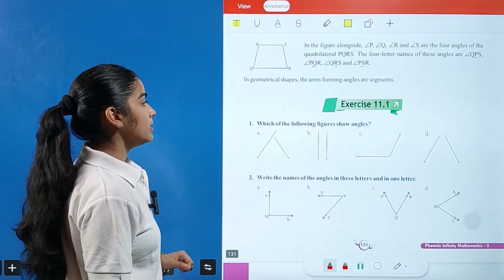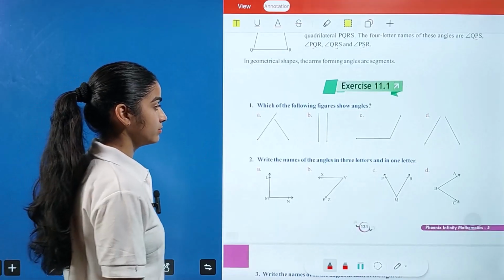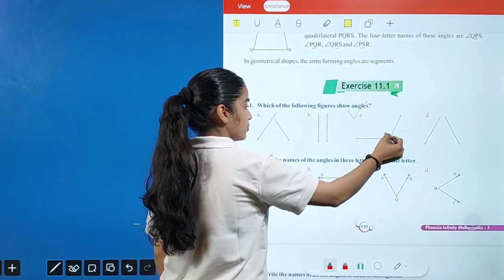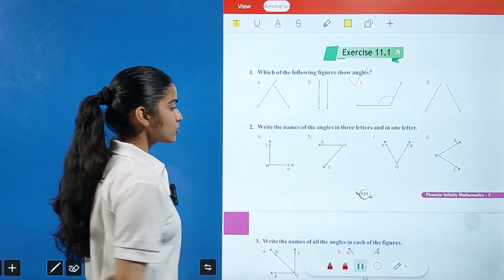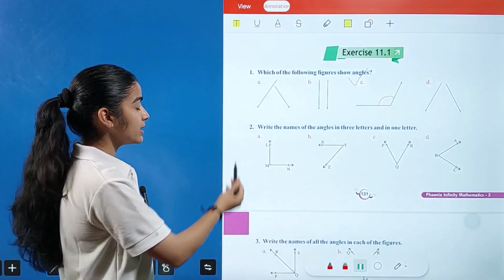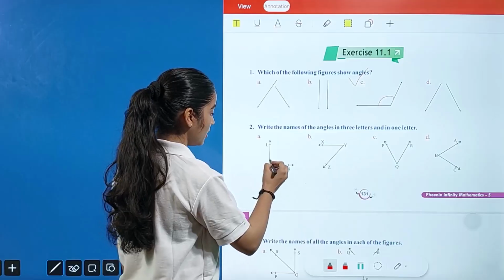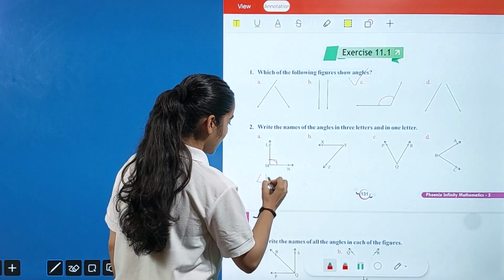Now 11.1, we have our exercise. Which of the following figures show an angle? Only C, because in this we have two rays and a common initial point, and here we have our angle. So now in question number 2, we have to write the names of the angles in 3 letters and in 1 letter. So we have our angle only M, right? So angle M we have.